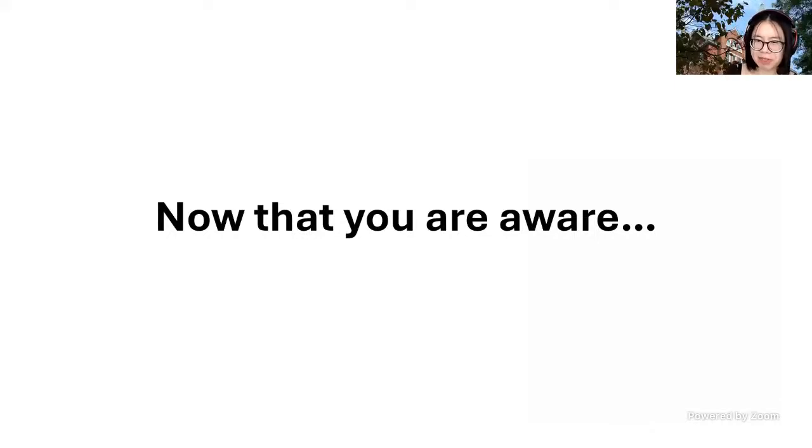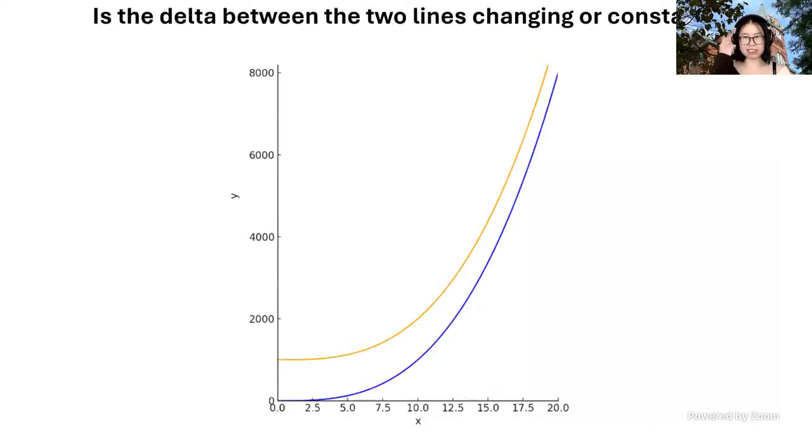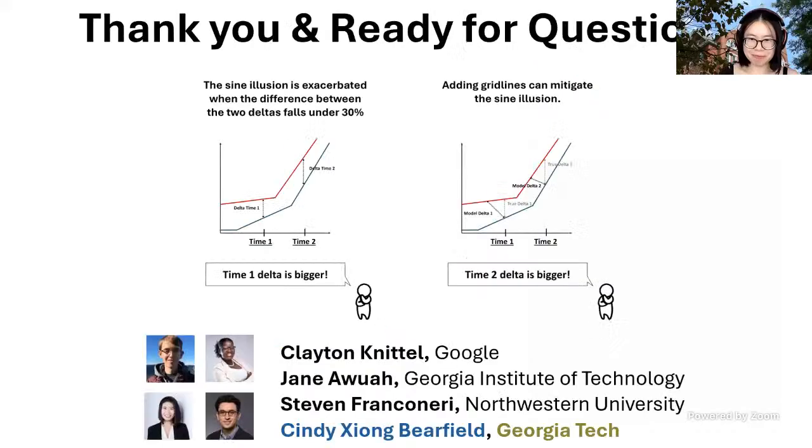So before we part ways, now that you're aware of this sign illusion, here's another demo for you. And this might be a good opportunity for you to take a screenshot to later impress your friends or fool your enemies. Are the deltas between the two lines here changing or constant? And here's your answer. With that, thank you all, and I'm ready to take questions.